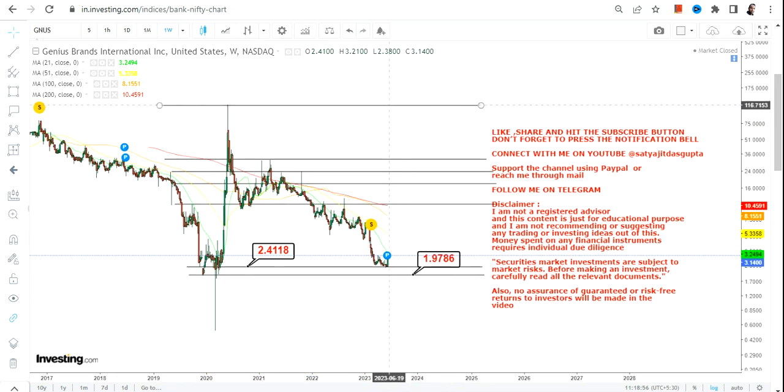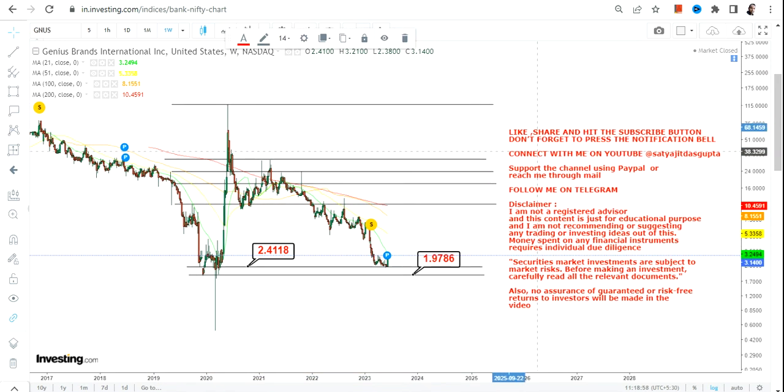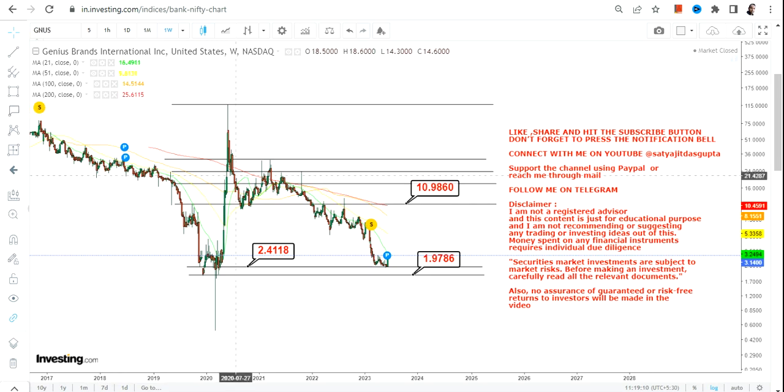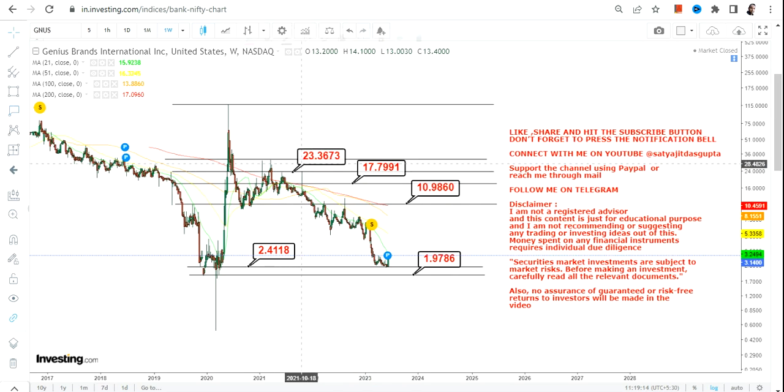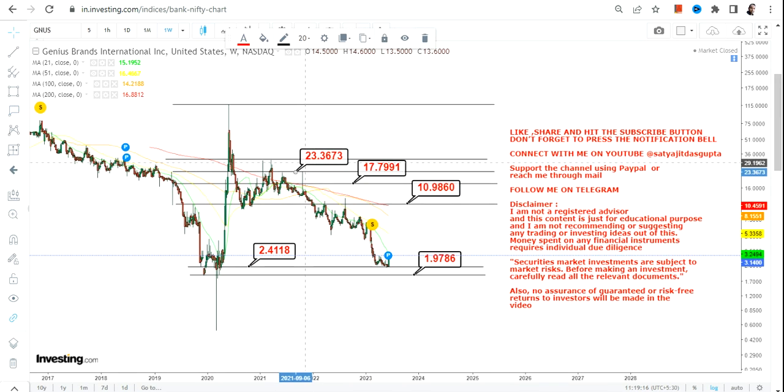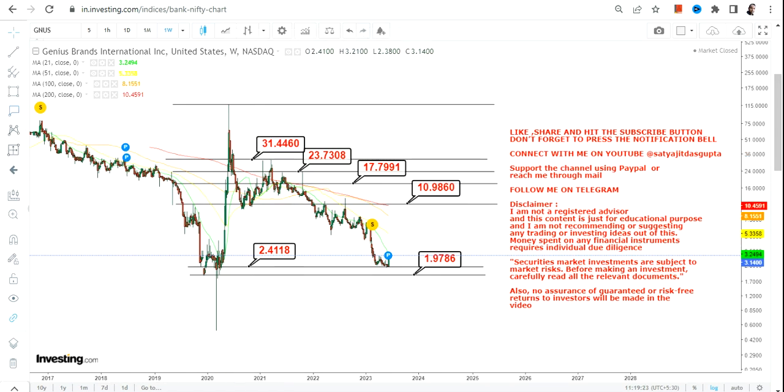And when I'm talking about trading swing, we may retest the previous target or the recent target, whatever you may want to call it. So if the stock, or only if the stock, continues to sustain above 2.4, we have our next target, which is 10.98, then we have 17.8, we have 23.5 or $24, then we have our next big target or resistance at 31 or 32.